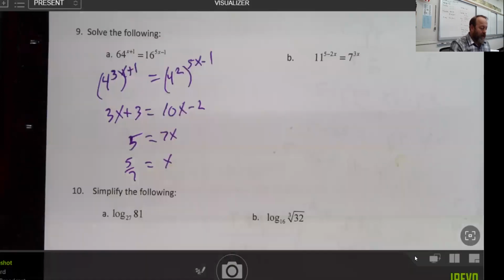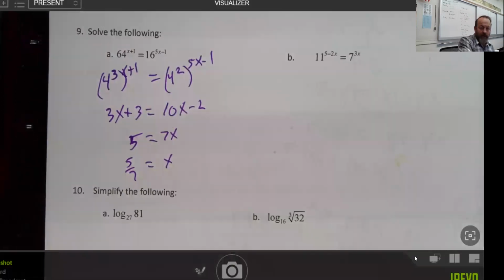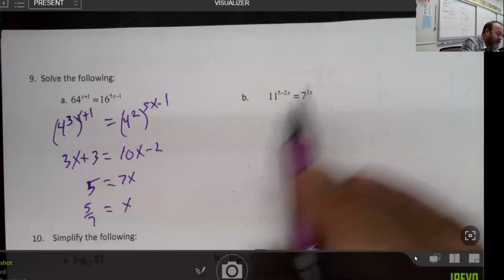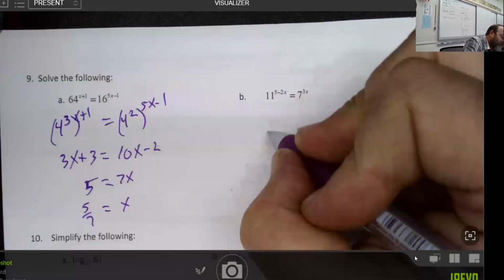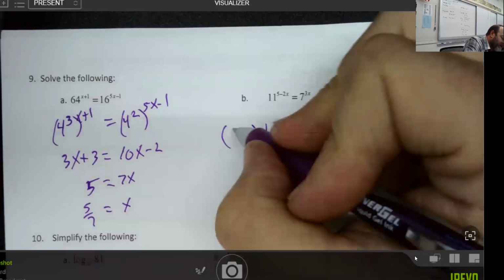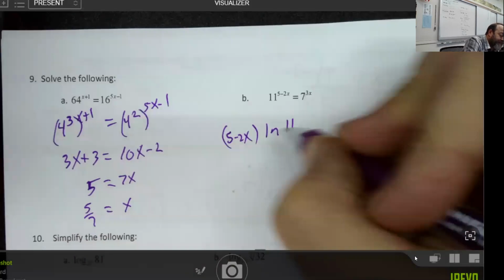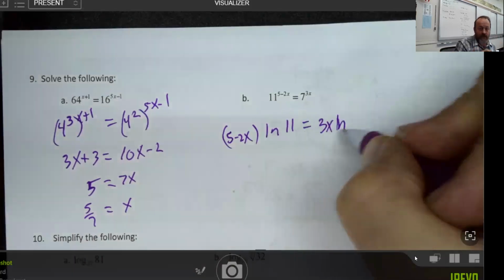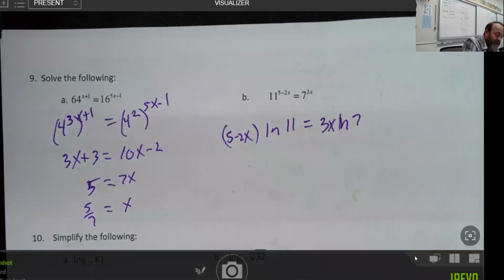The second part, I didn't want to do very many of these because we had just done them in class. We don't have a common base. So what we're going to do is take the log of both sides. And the reason we do that is that it allows the exponent to pop in front. Now, part of the reason for doing that is so we don't deal with a variable that is in that exponent.